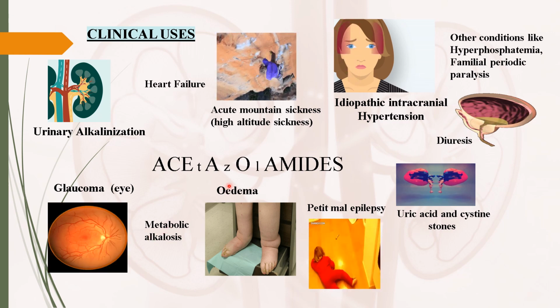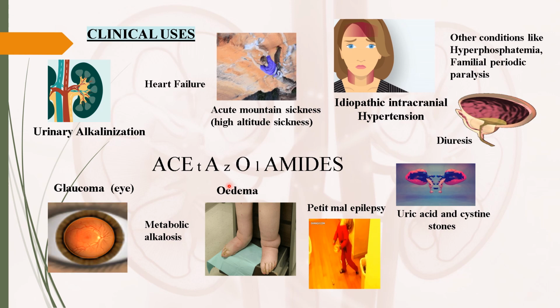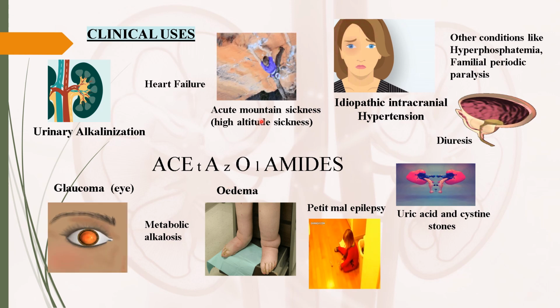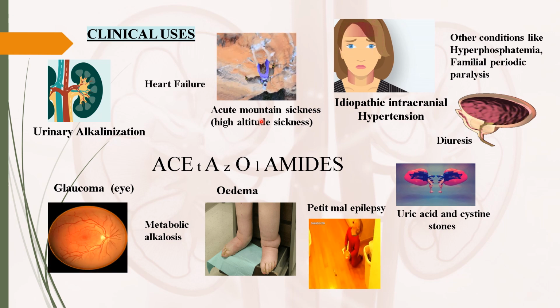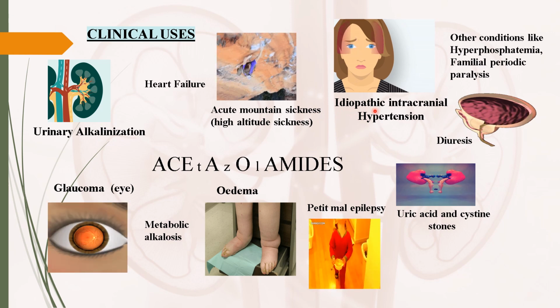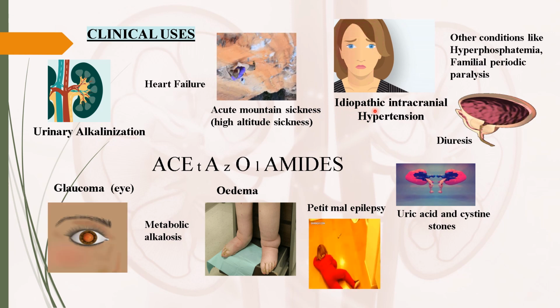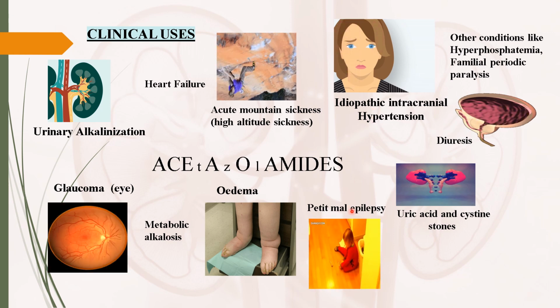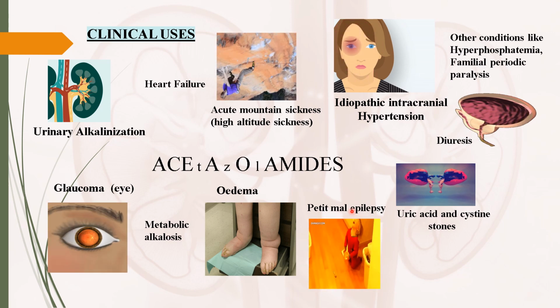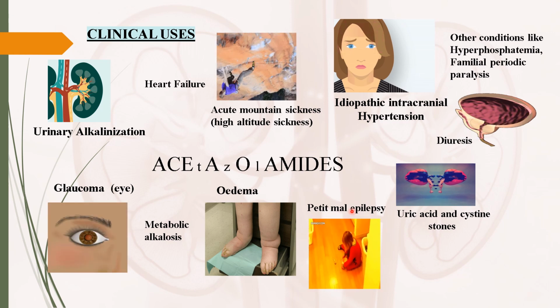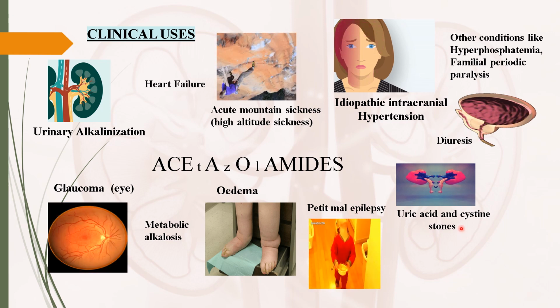These drugs are used along with other diuretics in treatment of resistant edema. In patients with acute mountain sickness, these drugs counteract hypoxia and respiratory alkalosis by producing metabolic acidosis. In case of idiopathic intracranial hypertension, these drugs reduce intracranial pressure by inhibiting carbonic anhydrase enzyme present in CNS. These drugs raise the seizure threshold by direct action on CNS and by producing metabolic acidosis, which is used to treat petit mal epilepsy. These drugs excrete uric acid and cystine stones, which are more soluble in alkaline urine.